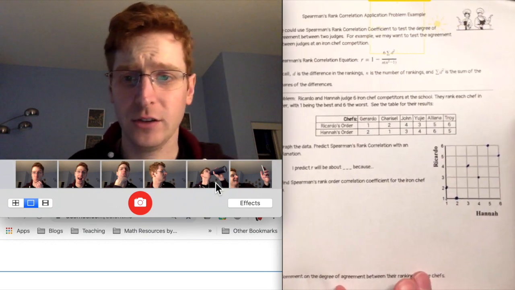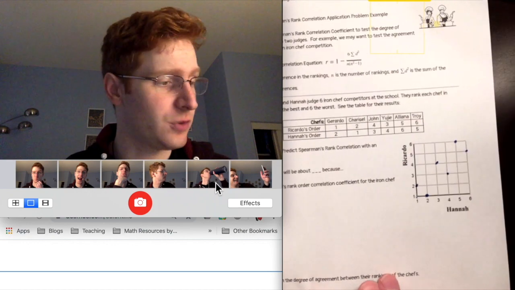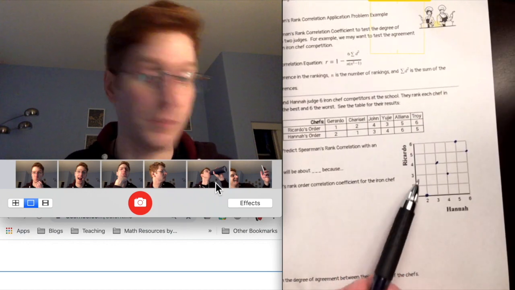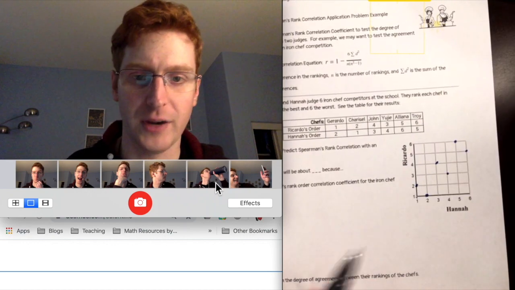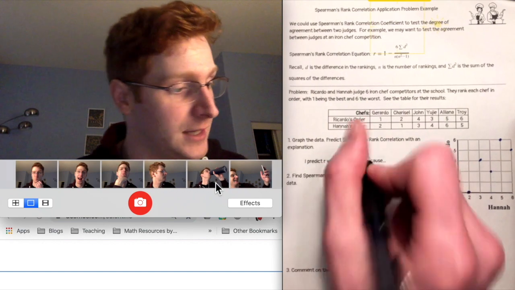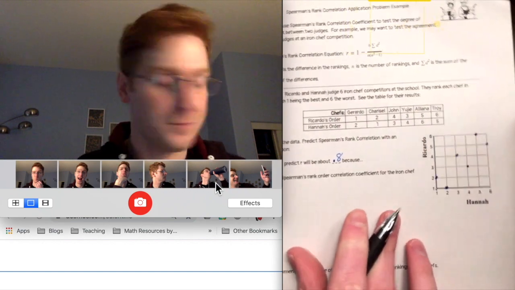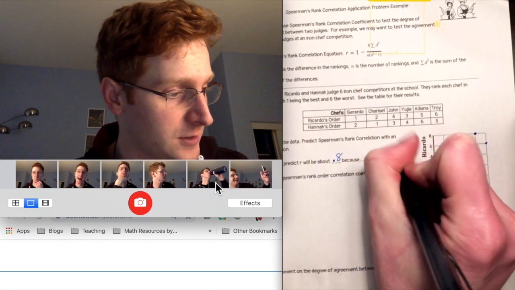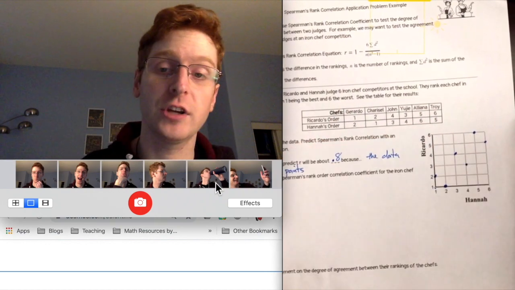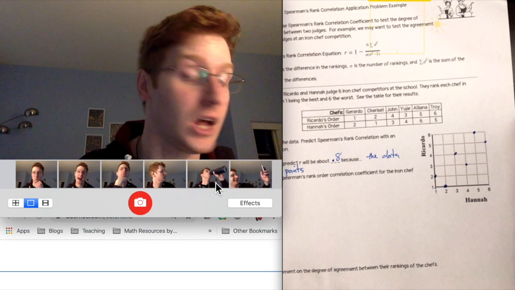And to me, it looks like this is going to have a positive correlation. It won't be perfect, so it won't be 1 because the values are spread out. I'm going to predict this is going to be about 0.8 because the data points appear to go in a straight but not perfect line.